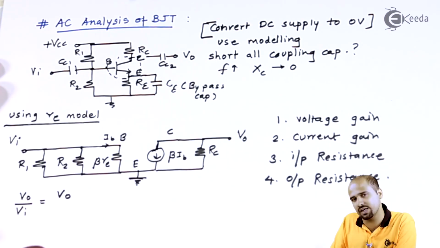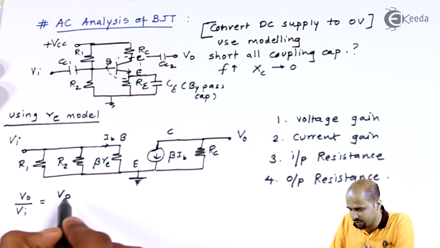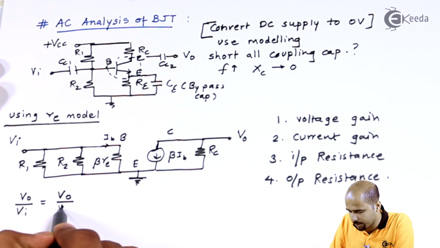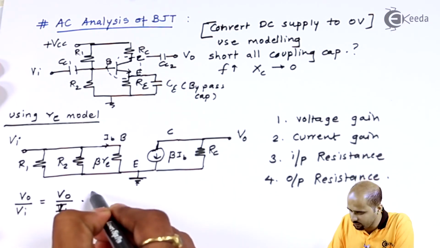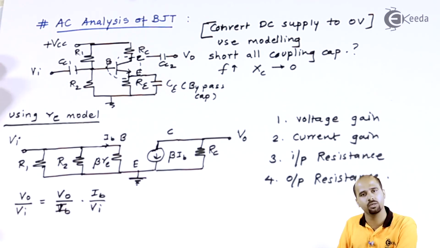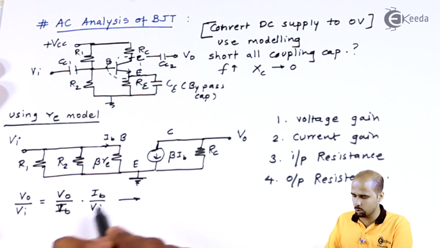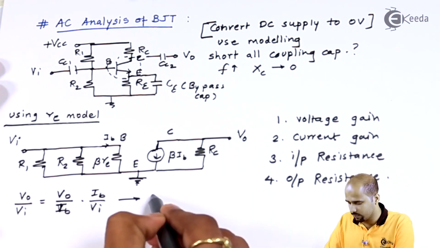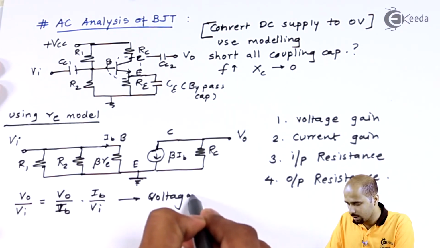So let's see how we will move further using the agent. VO divided by VI we want to find out, right? We will not find VO divided by VI directly. We will first find out VO divided by IB. My IB is nothing but the agent, right? And then we will find out the value of IB divided by VI, right? If we make this into 2 steps, then it is very simple to understand the value of voltage gain. Okay.